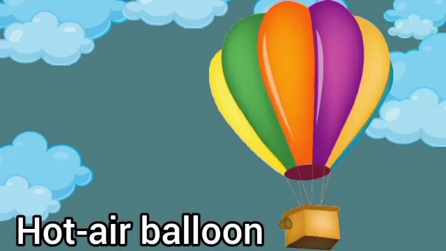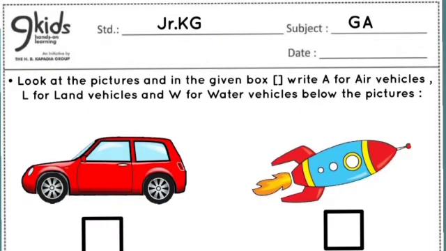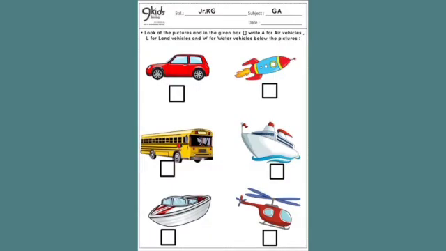Hot air balloon. Now, I will give you a solution of worksheet. Look at the pictures and in the given box write A for air vehicles, L for land vehicles, W for water vehicles. दिए गए पिक्चर्स को देखकर हमें उसके नीचे L for land vehicles, A for air vehicles और W for water vehicles लिखना है.